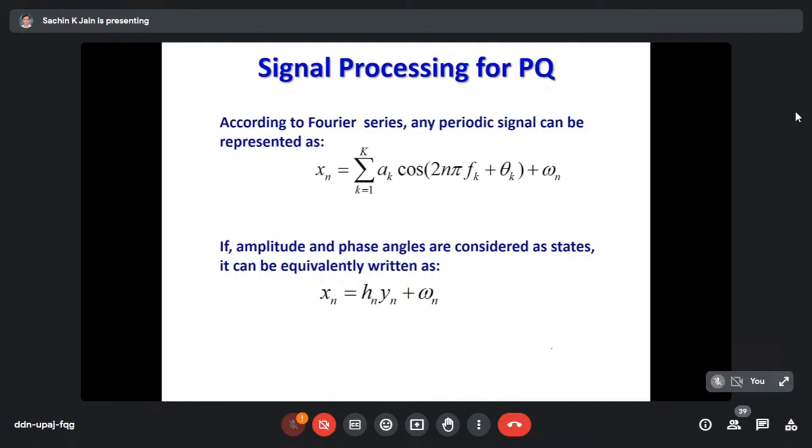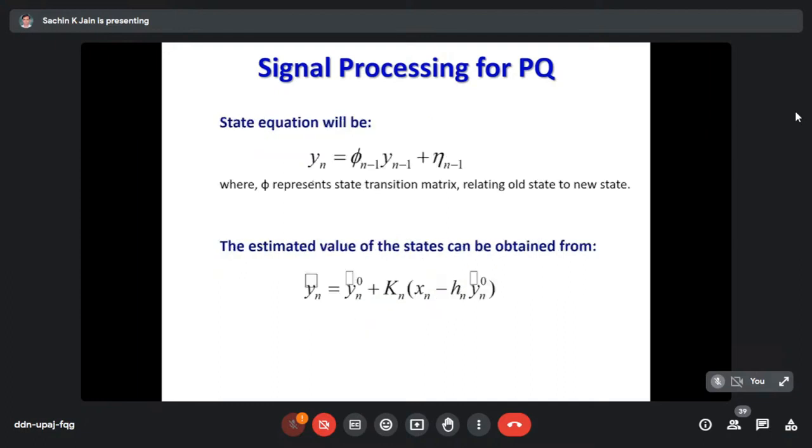So this is how, according to Fourier series, we model a signal, and then based on this, we try to find out Hn, and omega n represents your noise. If it is modeled precisely, then you can recursively estimate Hn based on your instantaneously measured values like this. So you will have a state equation first, and then you will have update equations. So that's how you can find out the Yn from the measured quantities, right?